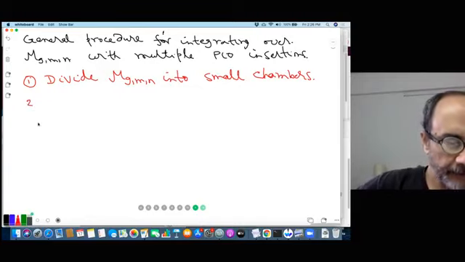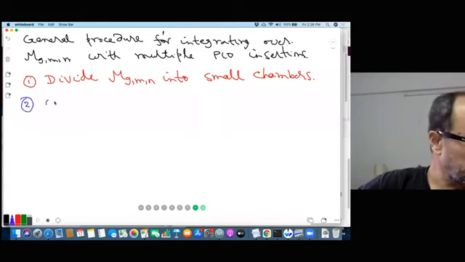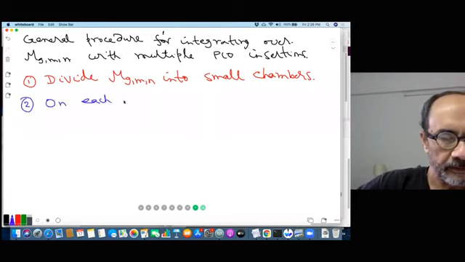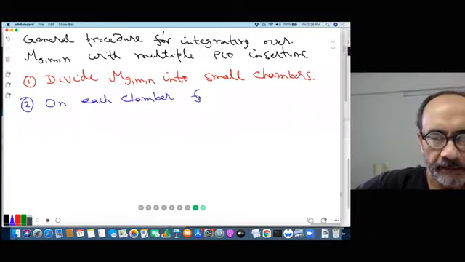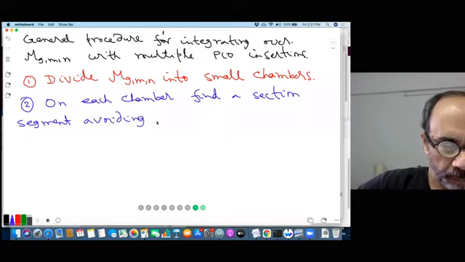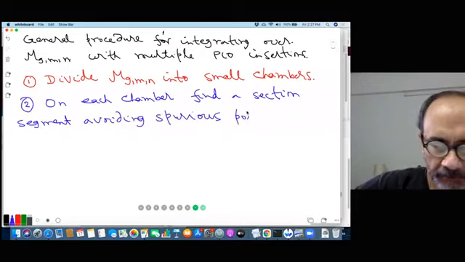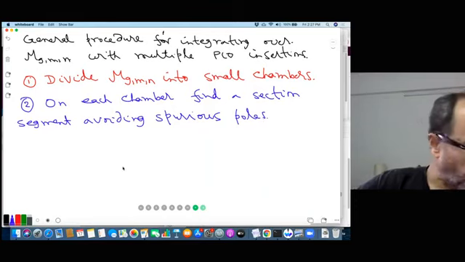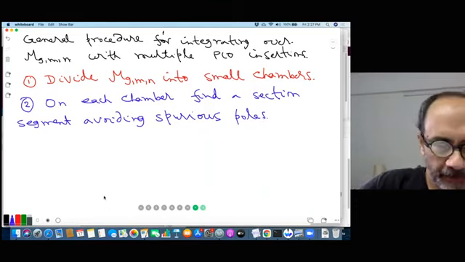Then on each chamber, find a section segment avoiding spurious poles. And this is always possible if the chamber is sufficiently small. So let me represent it pictorially.